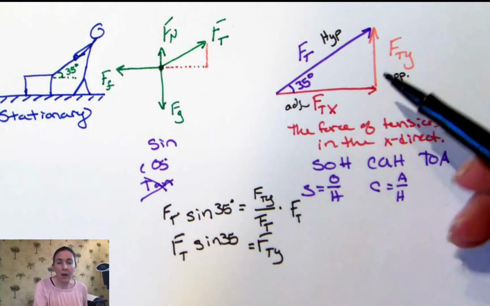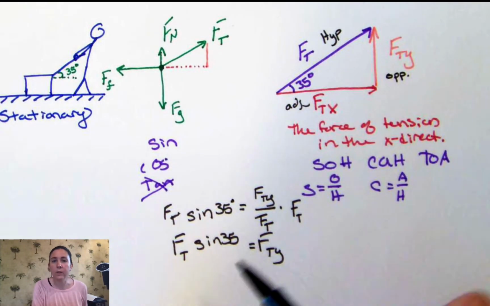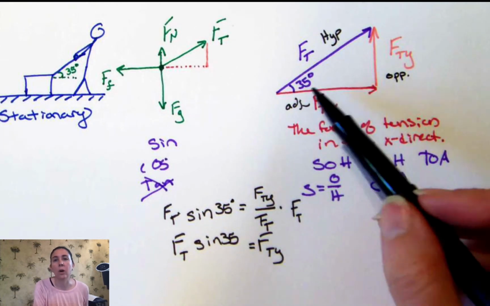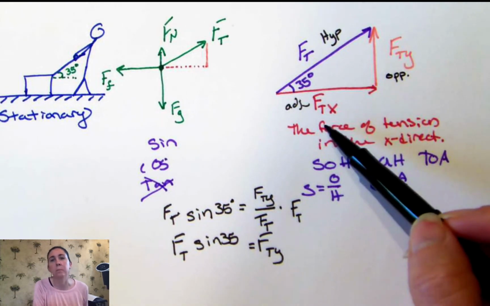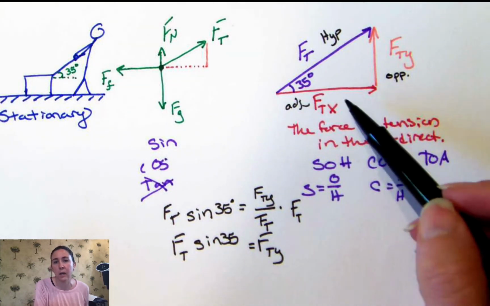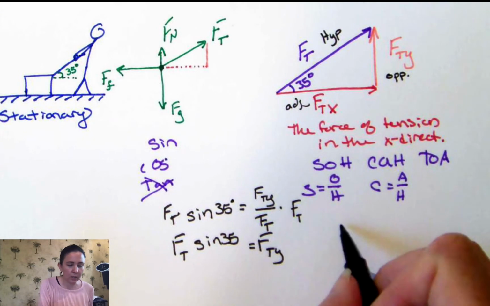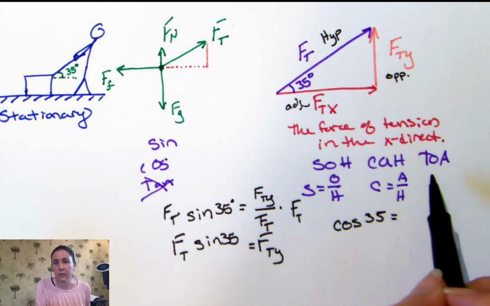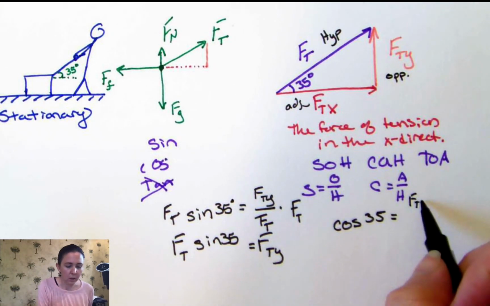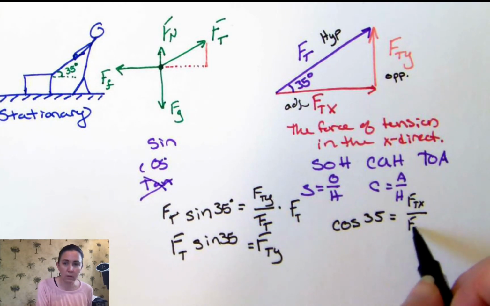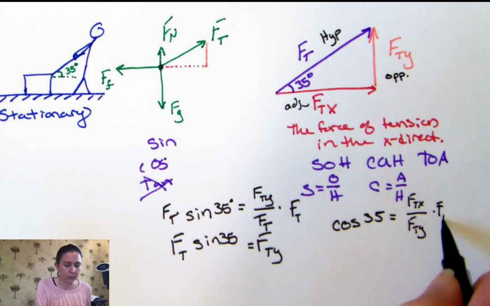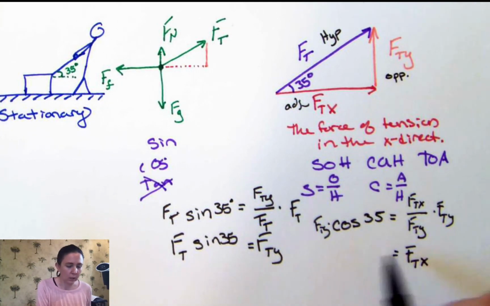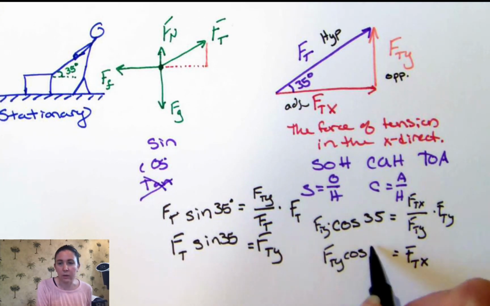Okay, now the other component, once you've figured this out, that the force of tension in the y direction is the sine, the other component will always be the other trig function. So this one will automatically be the cosine. So I can go ahead and say, okay, well, the cosine of 35 is the adjacent, force of tension in the x, over the hypotenuse, FT, multiply both sides by the force of tension, and I get the force of tension in the x direction is FT cosine 35.